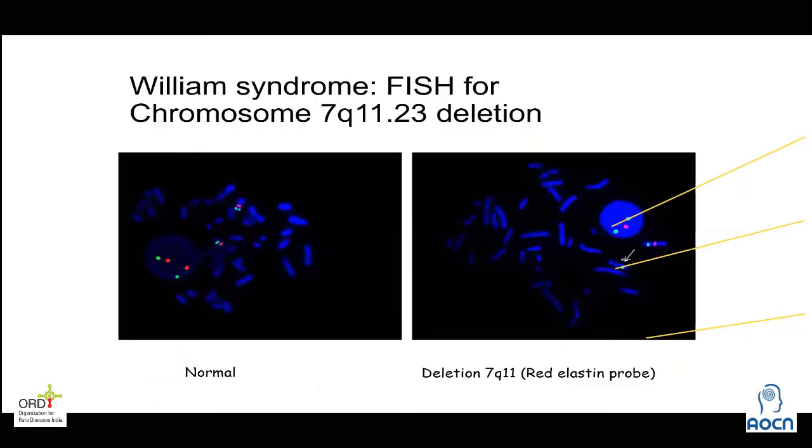So how do we diagnose this? This is another easy FISH test. You put the elastin probe, which is marked by the red. This is a normal signal where you have a 7 chromosome in 2 copies with 2 signals at the critical region. And here you have a missing signal showing that it is a deletion of 7q.